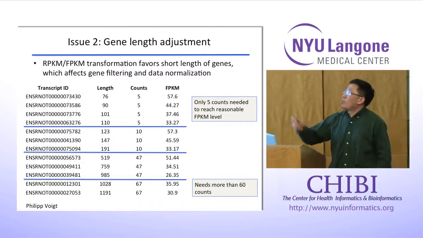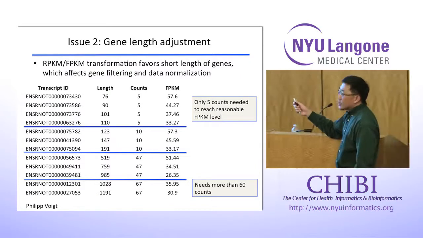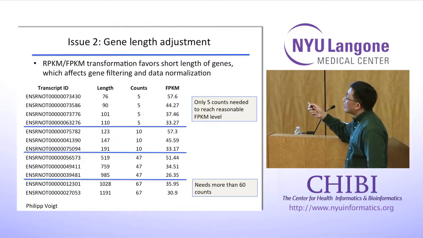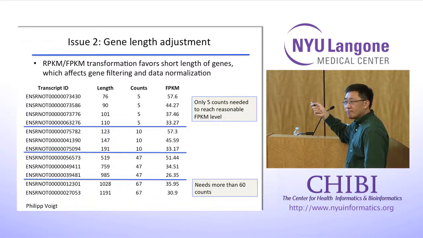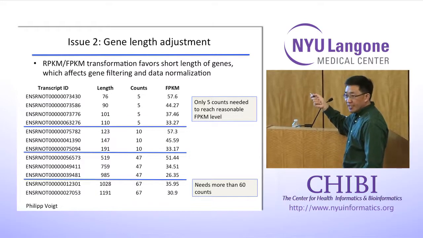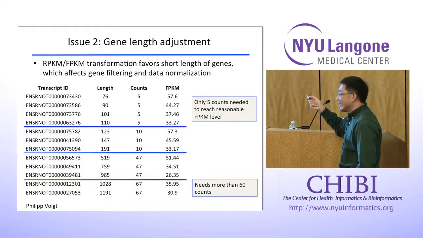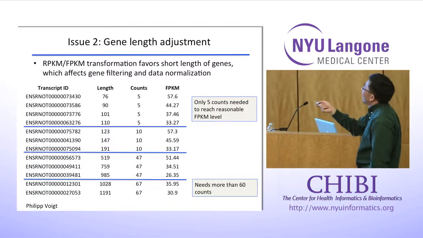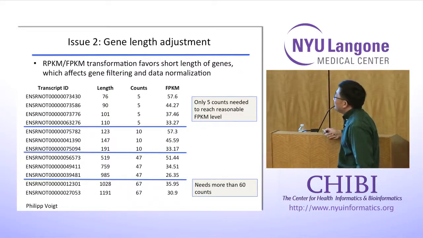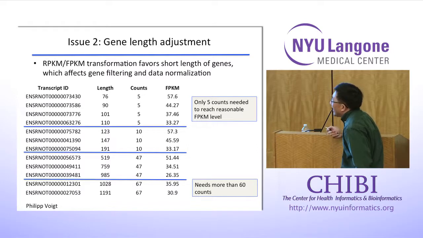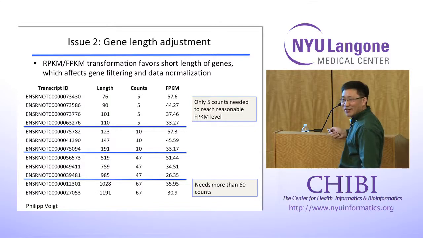The second issue is gene length adjustment. I know lots of people are doing gene length adjustment. My conclusion is gene length adjustment is totally unnecessary. Let me tell you why. And here is a table which shows you the genes and the length and the raw counts and after length correction.